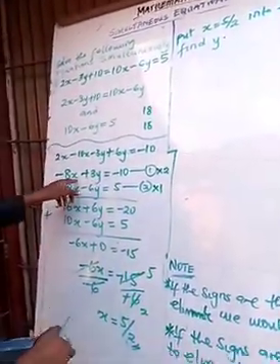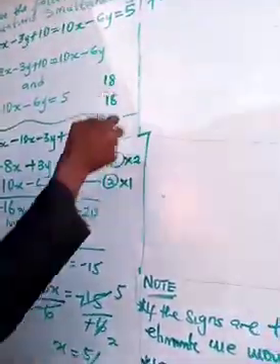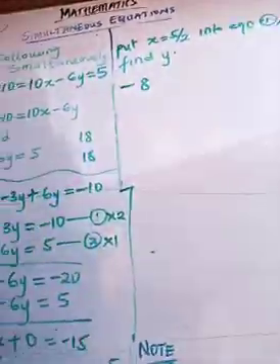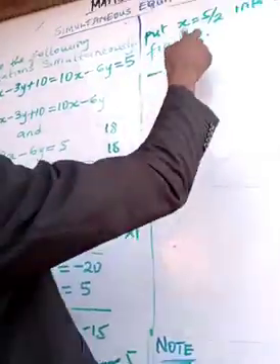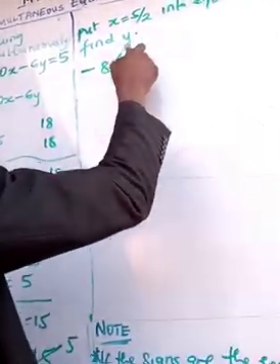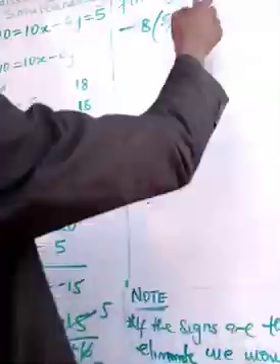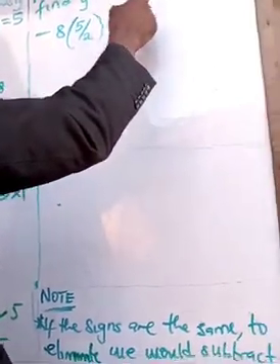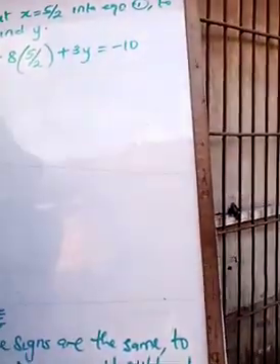So this is equation 1. So this is going to be minus 8. So anywhere we see x, we put 5 over 2. So this is 5 over 2 plus 3y is equals to minus 10.